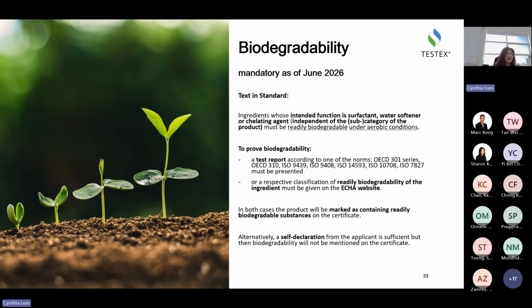The European Chemicals Agency implements the EU's chemical legislation. This is OEKO.